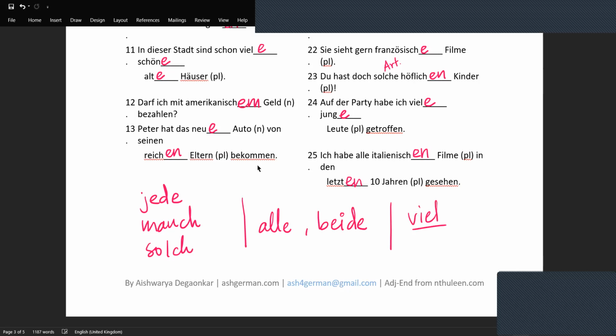Viel is just like any other adjective, similar to einige. This will also be considered just another adjective, as well as wenig, for example. These will be just adjectives, really. It will seem a bit confusing, but wherever you encounter viel, einig, wenig, it will always be an adjective.